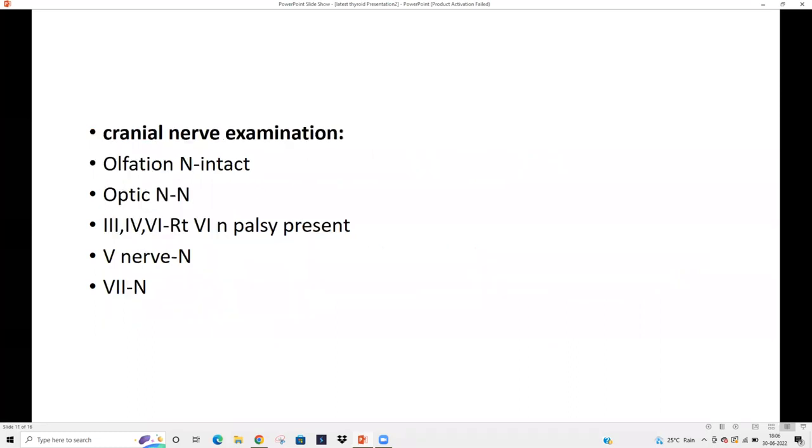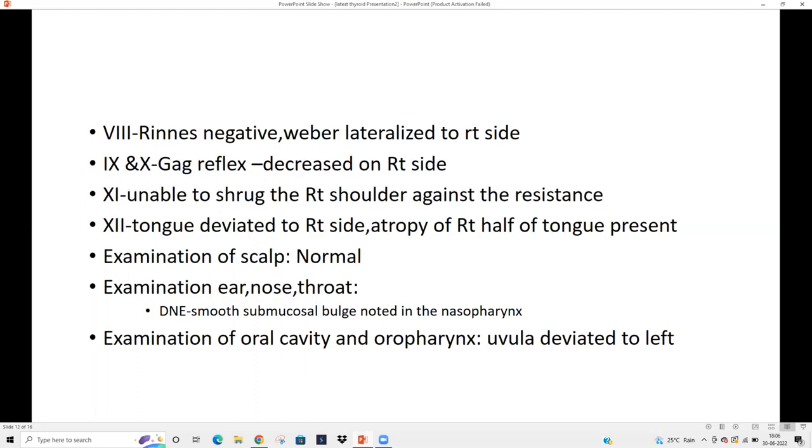Coming to the examination of the cranial nerves, olfactory nerve and optic nerve, oculomotor and trochlear were fine. 6th nerve palsy noted on the right side, and 5th nerve and 7th nerve were normal. 8th nerve, Rinne is negative on the right side and Weber lateralized to the right side. 9th and 10th, gag reflex decreased on the right side, unable to shrug the shoulder on the right side, especially against resistance, and tongue deviated to the right side. There is a partial atrophy of the right half of the tongue.